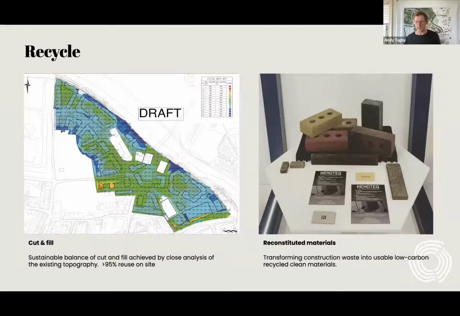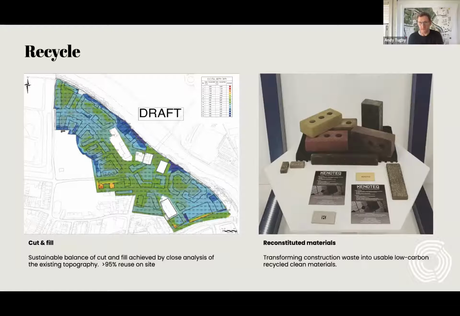And in terms of recycling, we are committed. Within all of the aggregate that arises from the demolition works, we're pretty sure that we can reuse at least 95% of that on site. And what we can't use on site, we're hoping that we might be able to recycle into other materials processes.